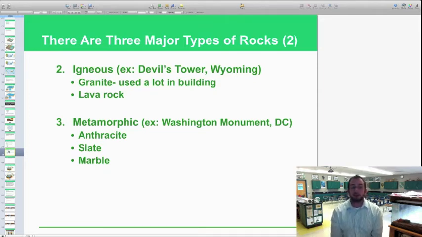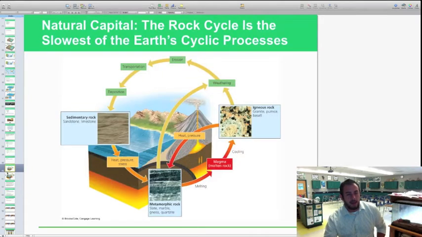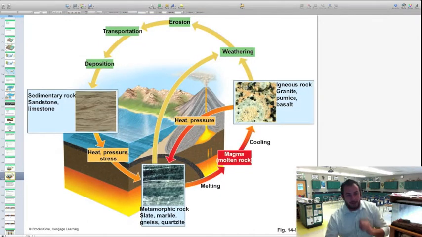And then the metamorphic rock. The Washington Monument is made out of metamorphic rock, such as anthracite, slate, and marble, the stuff they use on your countertops. Those are all types of metamorphic rock. The rock cycle we're going to look at is one of the slowest processes of all, and it basically has a few different steps to it.